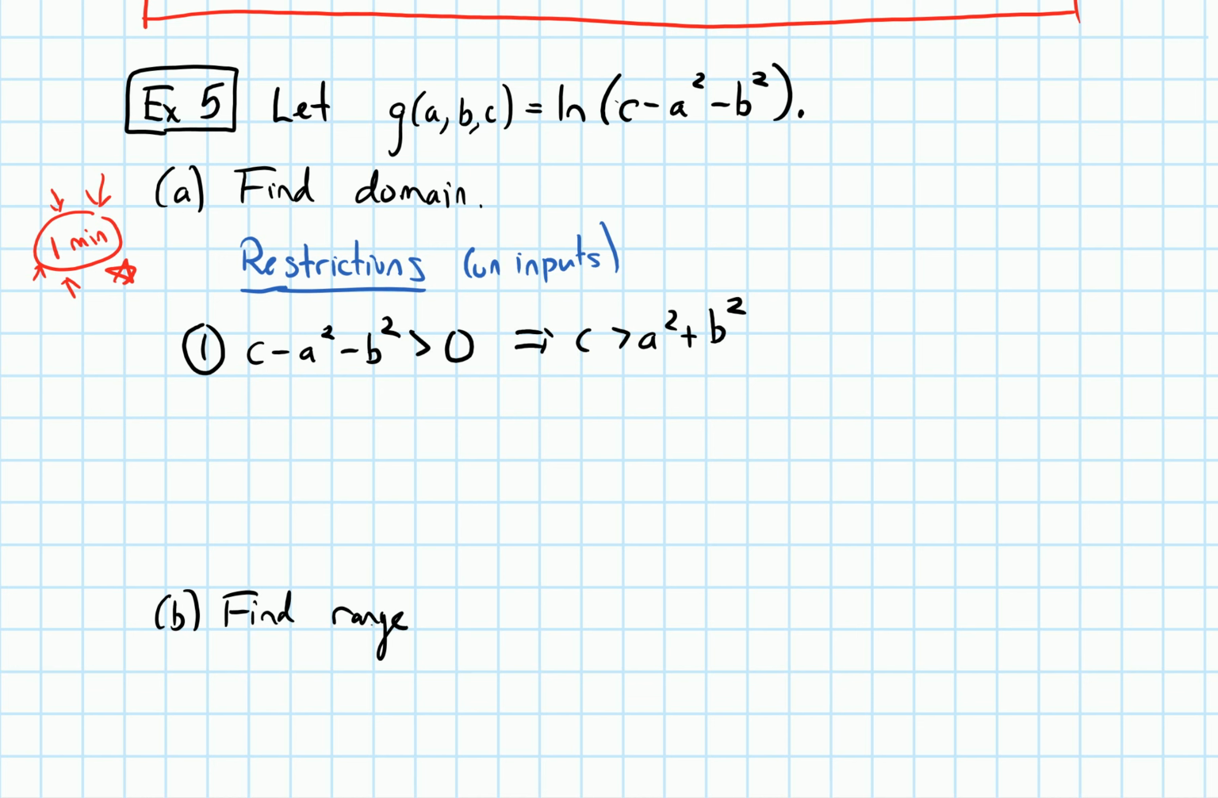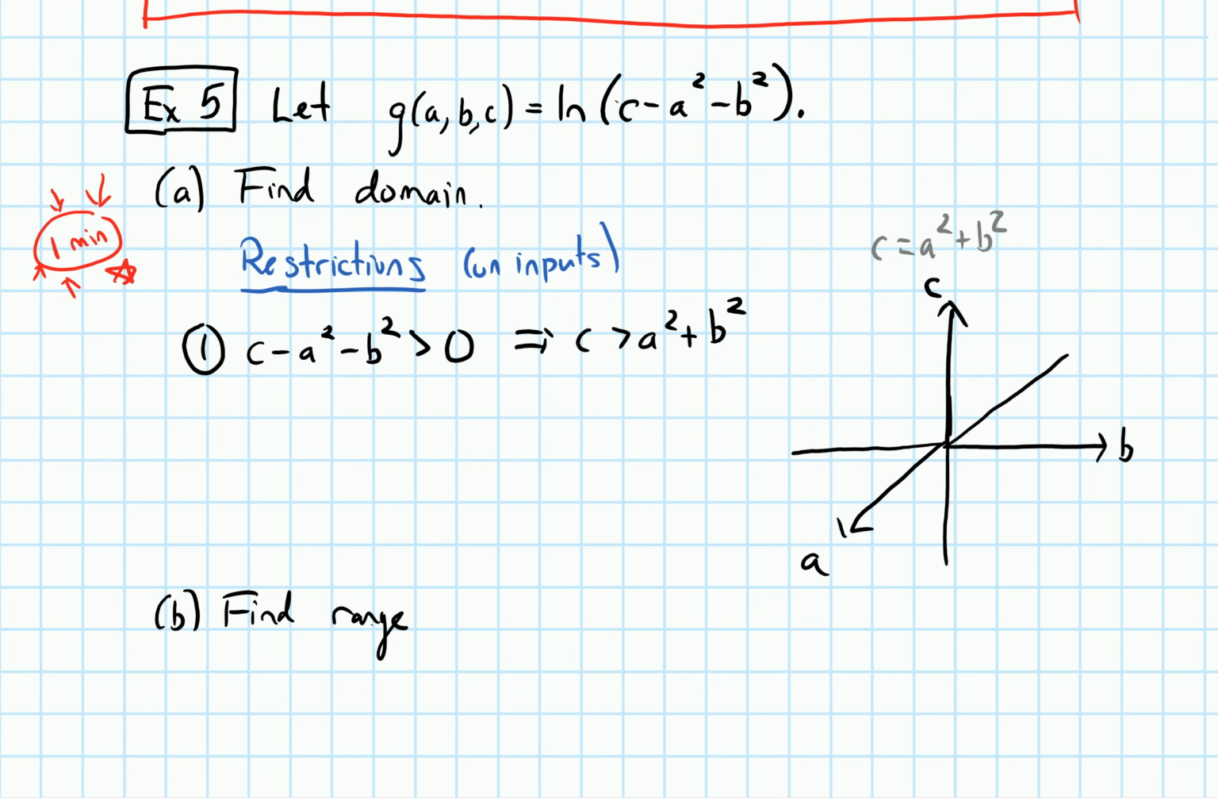To graph this, it might be helpful to graph c equals a squared plus b squared. When I draw my axes here, I'll have a c-axis, an a-axis, and a b-axis. Those are my variables here instead of x, y, and z. But c equals a squared plus b squared is just a paraboloid. In fact, we've seen that earlier in this section's videos. If I draw this paraboloid, I need to keep in mind that c is going to be greater than a squared plus b squared.